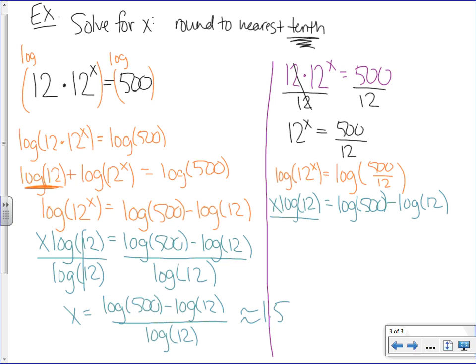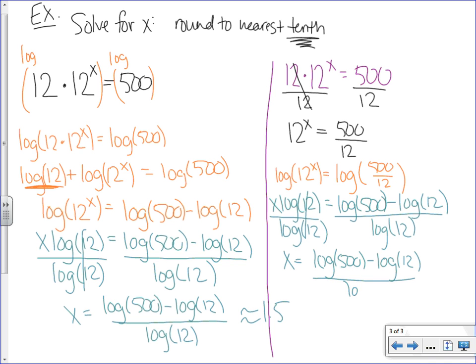And then, last but not least, to get x by itself, we divide both sides by the log of 12. And we get that x is equal to the log of 500 minus the log of 12, all over the log of 12. Which is identical to what I got the first way that I solved this problem. Here was my first answer. Here's my second answer. The exact same thing. So we're still going to get about 1.5 after we pop that in and round it.